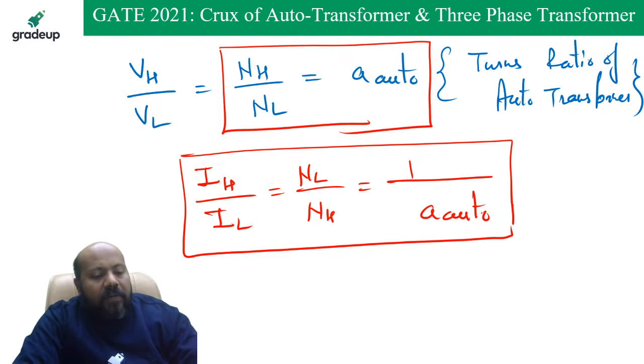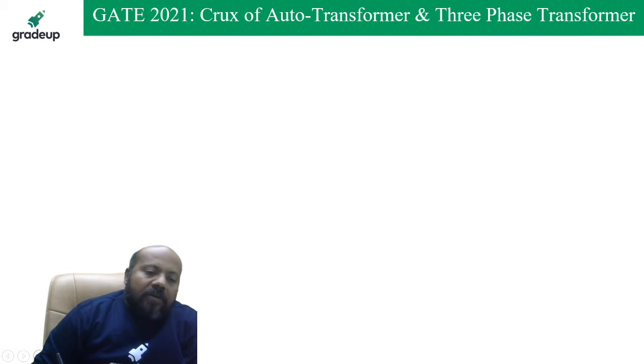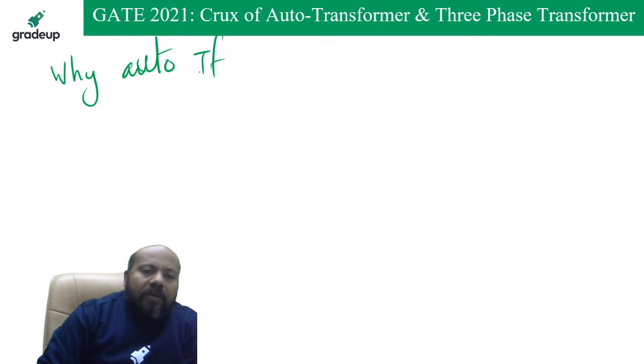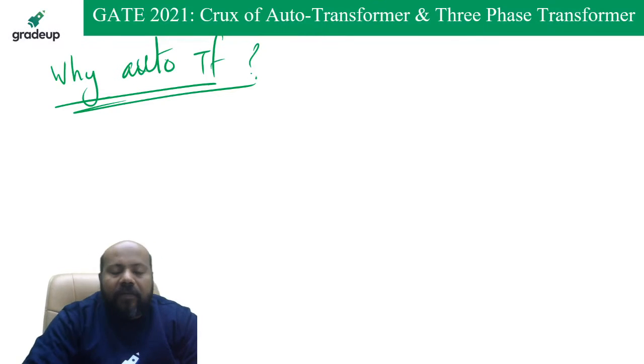Is it clear to all of you? I will take some questions also, don't worry. Now, but one question is remaining. Why are we using the auto transformer? Why are we so much interested in the auto transformer? Why auto transformer? What is the reason? Listen very, very carefully.